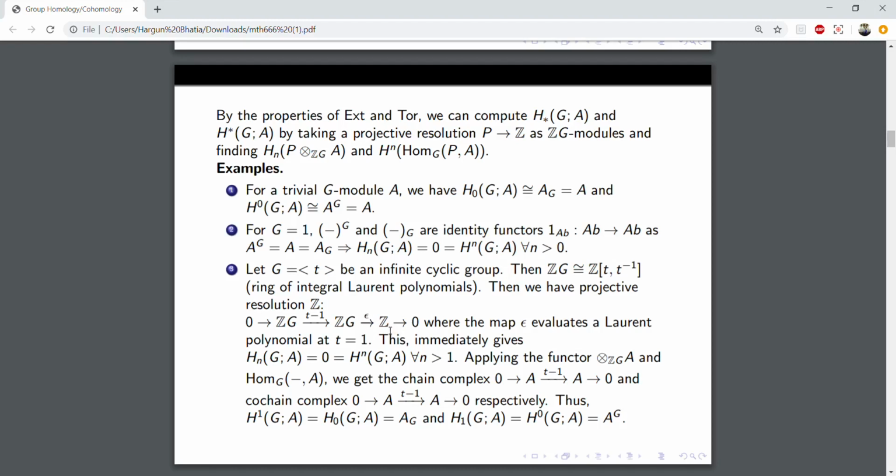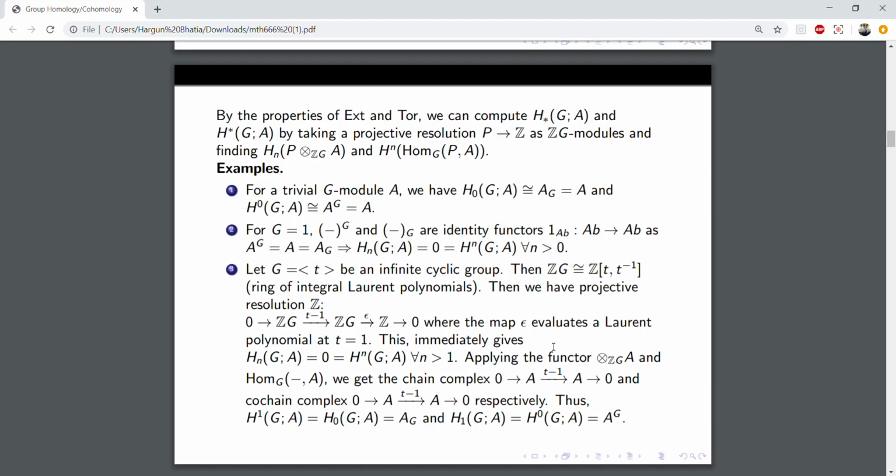Notice it's a surjective map. Now the question is, what is the kernel of this map? The kernel will be all polynomials p such that when I put t equal to 1, I get 0. Now, if you have any Laurent polynomial p, I can always multiply by a higher power t^n, so that t^n times p is nothing but an integral polynomial with integer coefficients. We can clear the denominators.